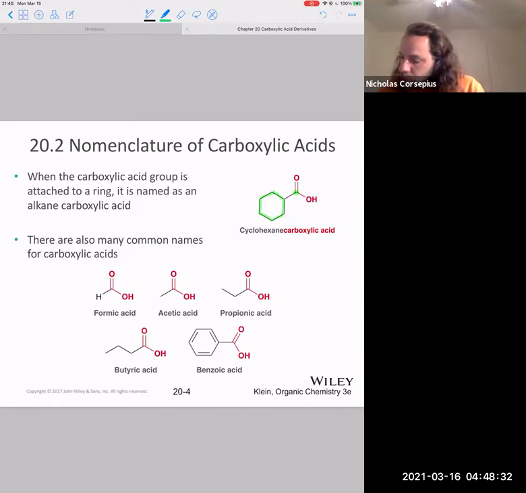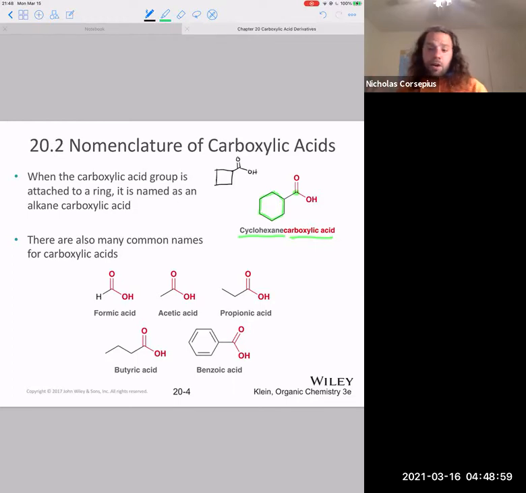When it is located 1 carbon away, you just name the ring, cyclohexane in this case, and then stick carboxylic acid on the end. So cyclohexane carboxylic acid, cyclopentane carboxylic acid, cyclobutane carboxylic acid. Those are all ring structures where the carboxylic acid group is located just 1 carbon off.